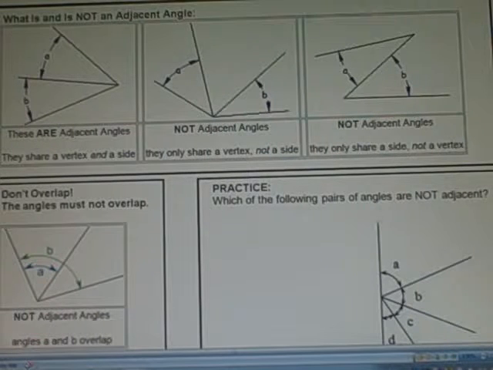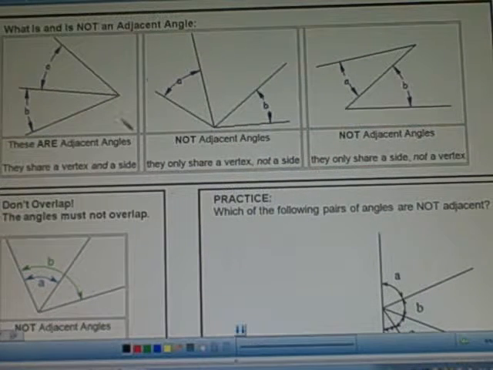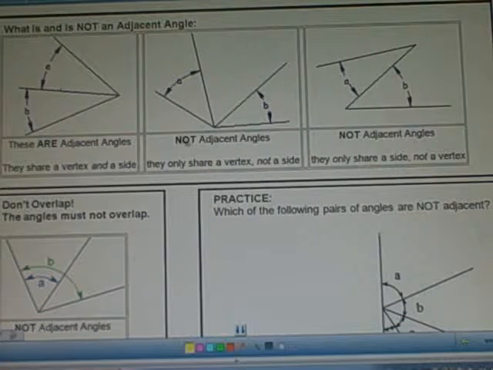So what is and what is not an adjacent angle? These are adjacent angles. They are sharing a vertex right here and also a side. These are not adjacent angles. They are sharing a vertex. We can see that right here. So we're talking about angles A and B, but they are not sharing a side because there is a whole nother angle in between. So these are not adjacent angles.